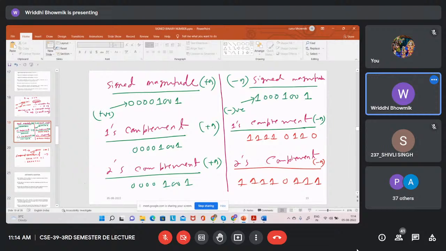So you see, if you have a positive number, suppose +9, then for signed magnitude, 1's complement and 2's complement, the representation of +9 is identical. No change is there. But the same negative number -9 can be represented in three different ways. In the signed magnitude case, the representation is 1, 0, 0, 1, 0, 0, 1. In the 1's complement, it is 1, 1, 1, 1, 0, 1, 1, 0. And for the 2's complement, -9 is represented as 1, 1, 1, 1, 0, 1, 1. So for the 1's and 2's complement, we are representing the magnitude as well as the sign bit with the help of 1's complement or 2's complement.